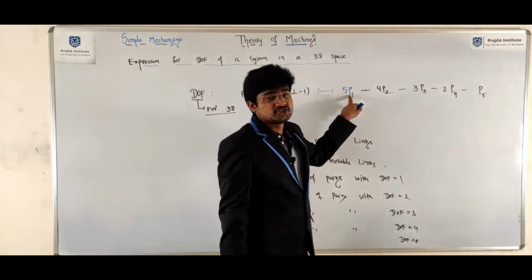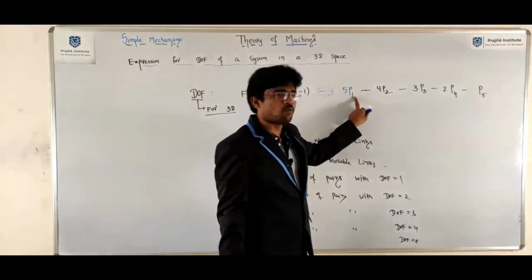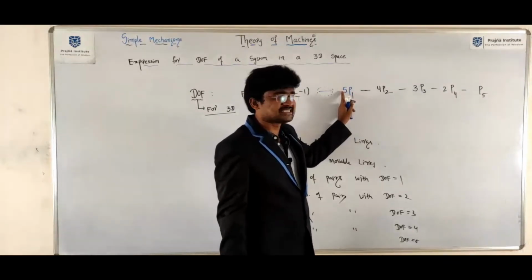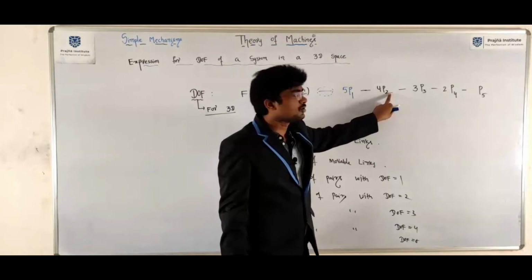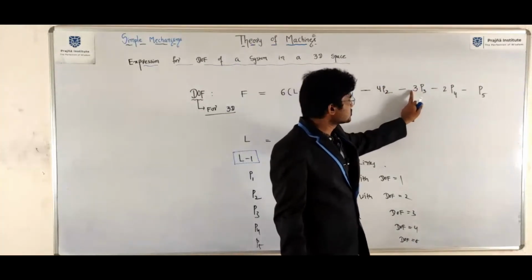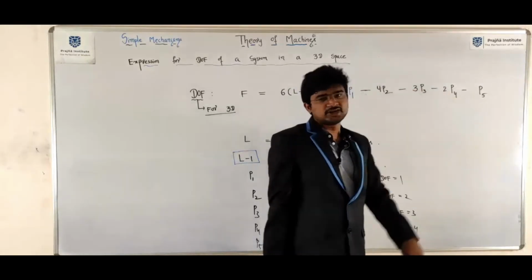P1 is the number of joints with degree of freedom 1. Okay, one motion is allowed, 5 motions are restricted. 2 motions allowed, 4 motions are restricted. 3 motions allowed, 3 motions are restricted. Like that we need to go.